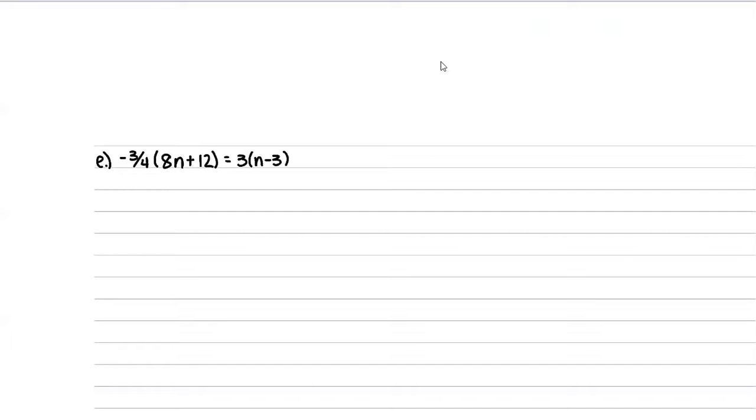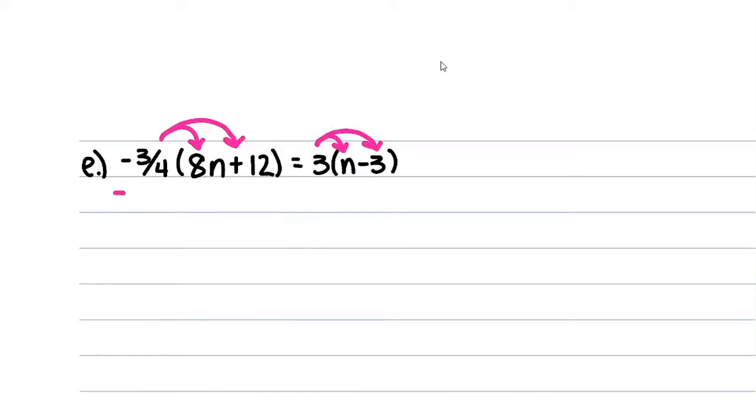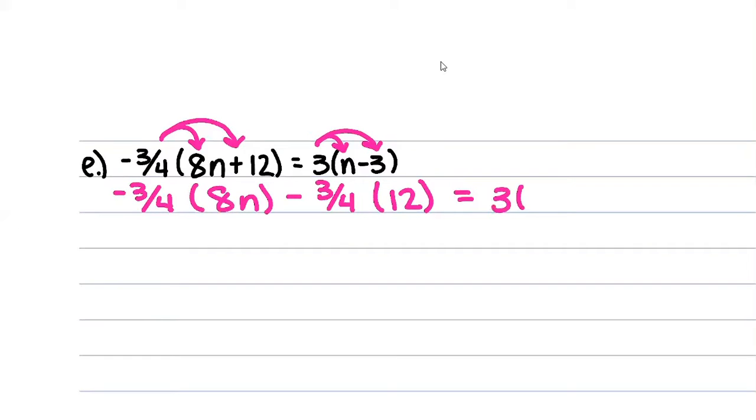For E, we have -3/4 times 8n plus 12 is equal to 3 times n minus 1. So we're going to distribute the -3/4 as well as the 3. I'm going to write it out as -3/4 times 8n minus 3/4 times 12 is equal to 3 times n plus 3 times -3.